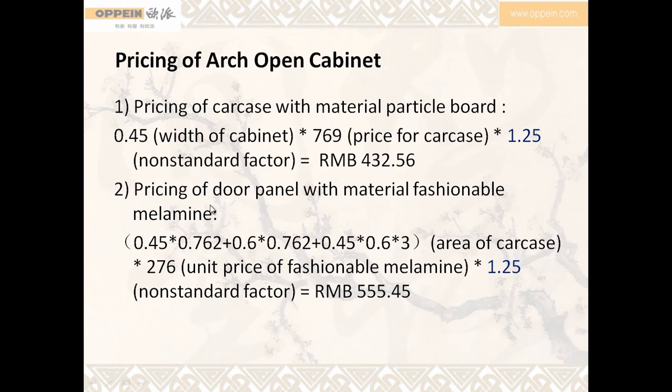2. The price of door panel with material fashionable melamine. We use this part, which means area of carcass. Then multiply 276, which is unit price of fashionable melamine, multiply 1.25, which is non-standard factor. Then you get the final answer, which is 555.45 RMB.